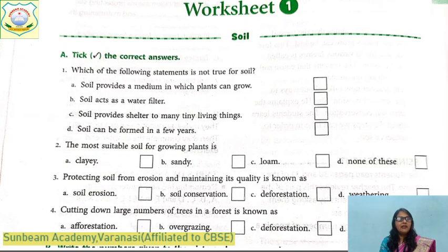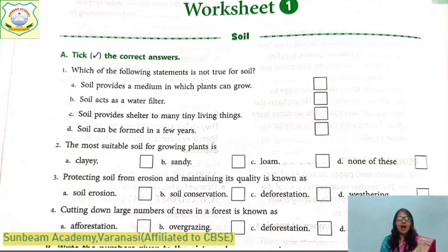Come to the third one. Protecting soil from erosion and maintaining its quality is known as soil erosion, soil conservation, deforestation or weathering. It is known as soil conservation. Soil को बचा के रखना, conserve करना. Okay? The answer is B.